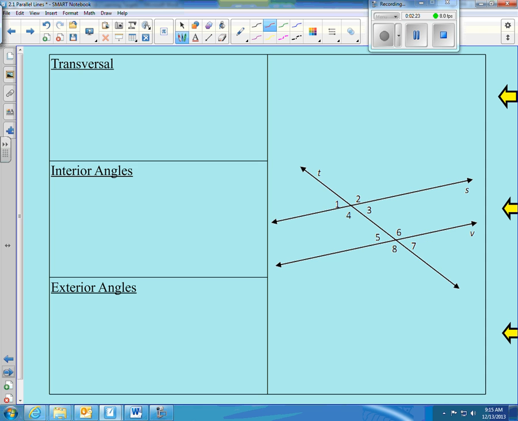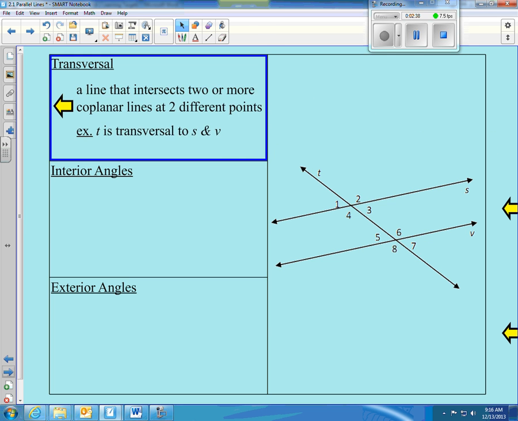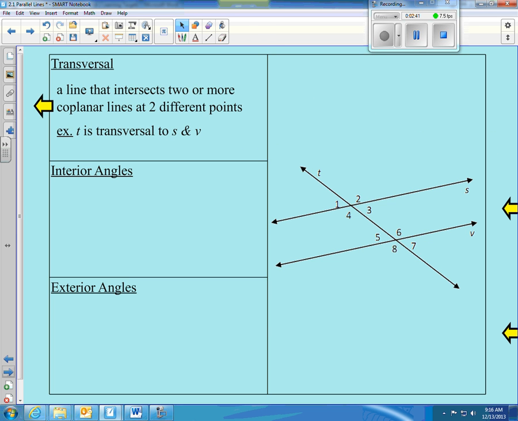Okay, so we have more vocab that we're going to cover here on this first page. We're going to be looking back to this diagram on the right side. So let's start off with, what is a transversal? Well, a transversal is a line that intersects two or more coplanar lines at two different points. So for example, line T, which is here, is transversal to S and V. It's crossing two lines at different points.